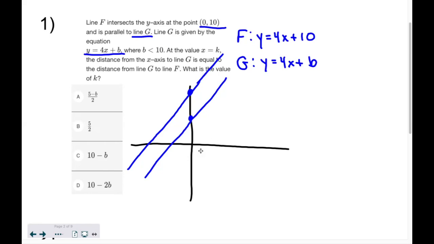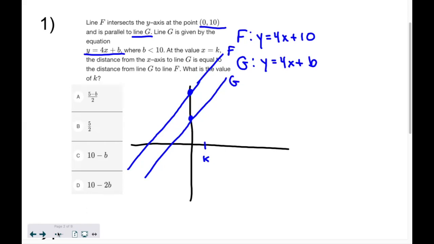And then it's saying at x equals k. So x equals k is just some x value. So let's just pretend that it's right there. It doesn't really matter where I put it. This is just where I would like to put it. And it says the distance from the x-axis to line G. So this one's G and this one's F.